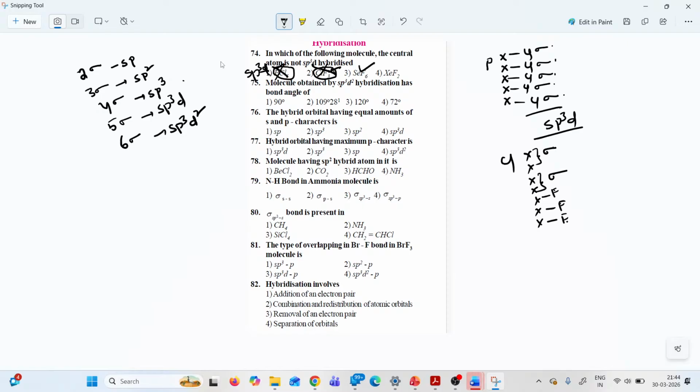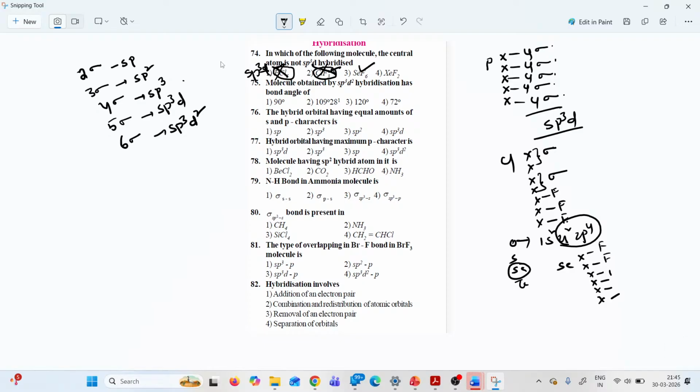Now go for SeF6, selenium. Selenium, oxygen, sulfur, tellurium are 16th group elements. If you don't know the valence electrons, go for the first element: 1s2, 2s2, 2p4. So there are 6 valence electrons. Selenium has 6 valence electrons. How many fluorines are there here? 6 fluorines.